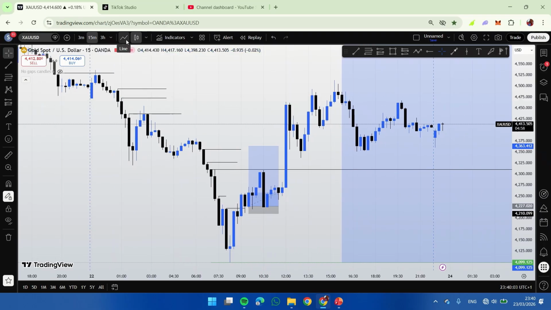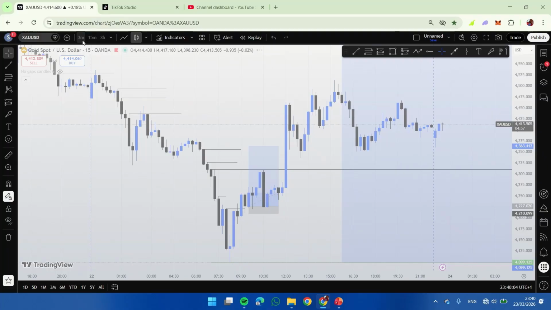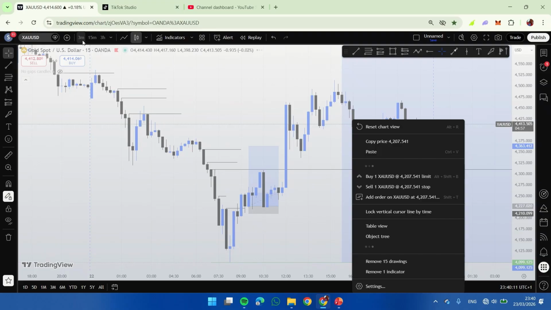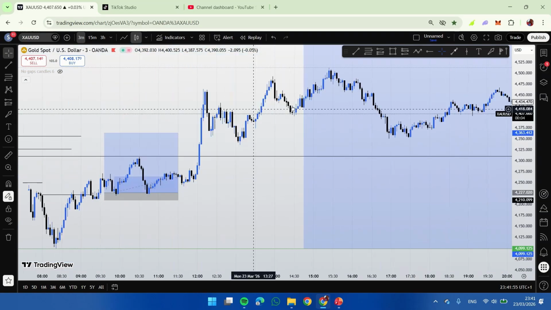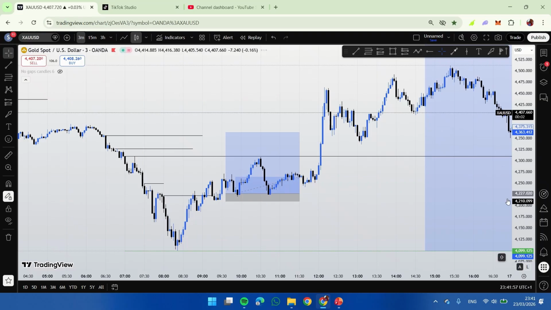So once price breaks, what I normally do is I'll just go to 3 minutes or sometimes 1 minute. Most cases 3 minutes because it reduces the noise that 1 minute has. So what I'm going to do is go to the 3 minutes and look for an entry, and you see how I got this entry here.